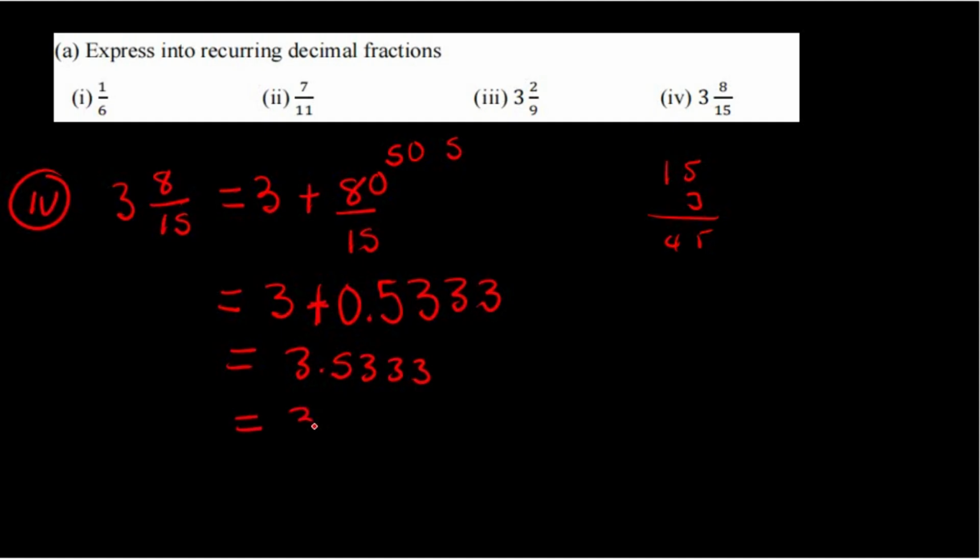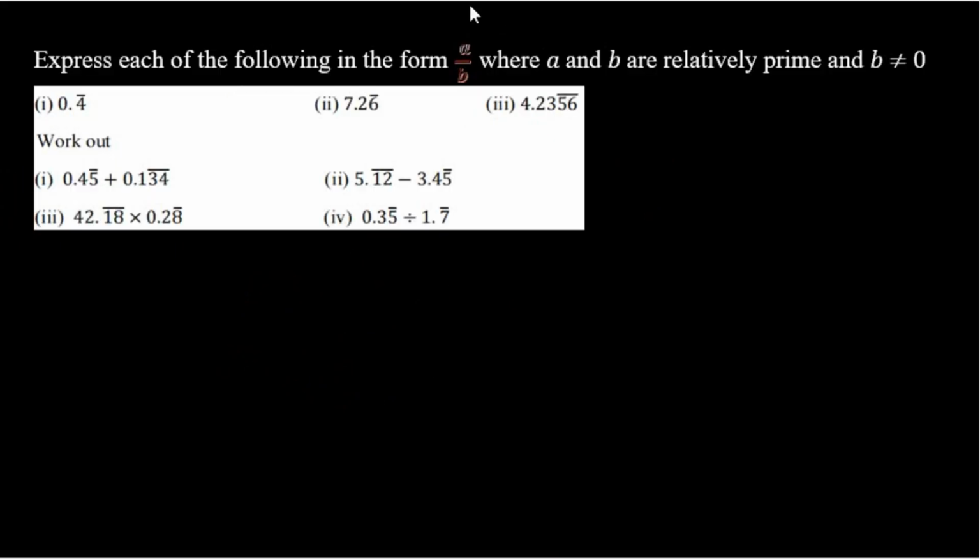Now, what number is repeating? The number that is repeating is 3. So that is the recurring number. So that is your answer. So that is how you do that one, right? So that's what you do on that one. Okay, now let's go to the other questions.